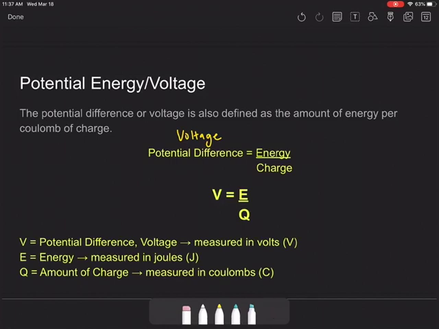V stands for voltage or potential difference, whatever you want to call it, and it is measured in volts, represented by a capital V as well. Energy is measured in joules, named after a man whose last name was Joule, and that unit is represented by a capital J. Q, our amount of charge, is the same Q as in our current formula, still measured in coulombs. So we have V for voltage measured in volts, E for energy measured in joules, and Q for amount of charge measured in coulombs, with a C.